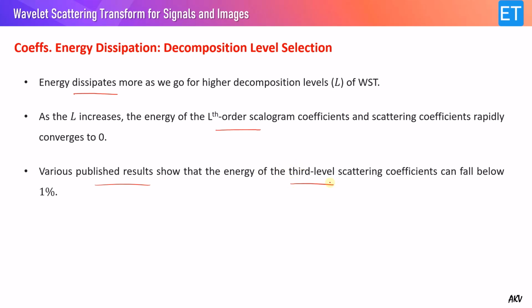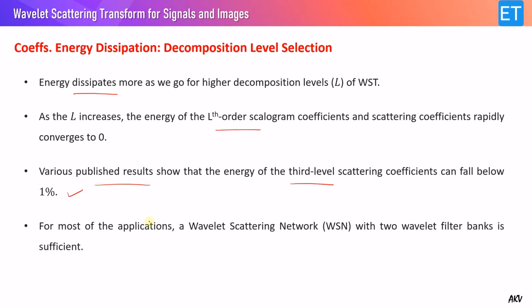when you go to the third level scattering coefficients, I mean L equal to 3, their energy can fall below 1%. So it means up to L equal to 0, 1, 2, 99% of the energy is in those coefficients, and after that it rapidly converges towards 0. So there is no meaning in going beyond level 3. For most of the applications, the wavelet scattering network with 2 wavelet filters is sufficient, I mean level 1 and 2.